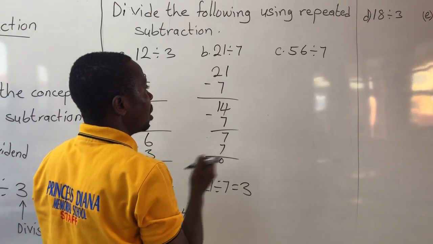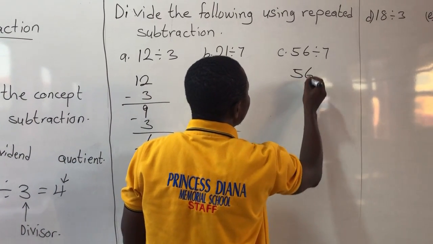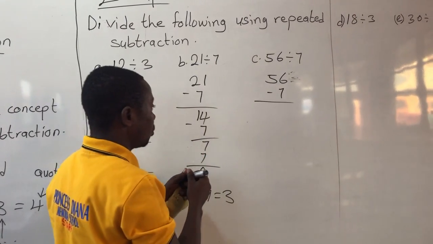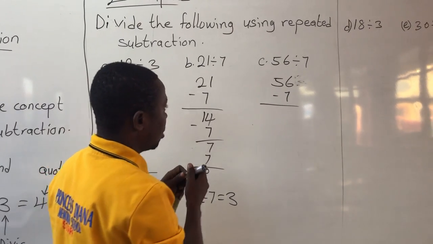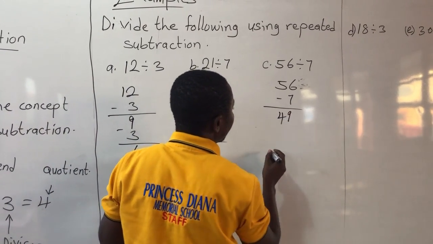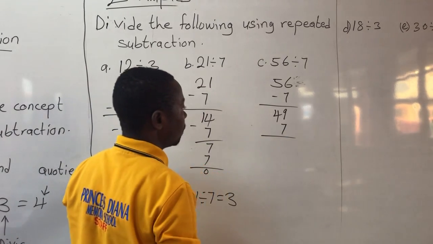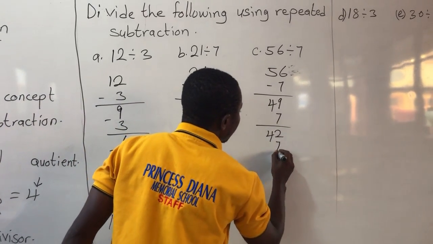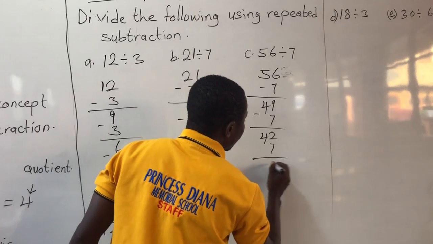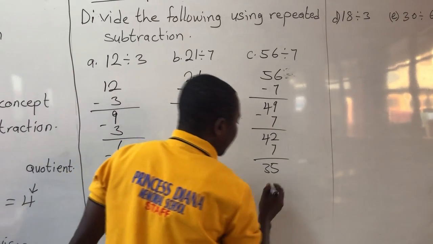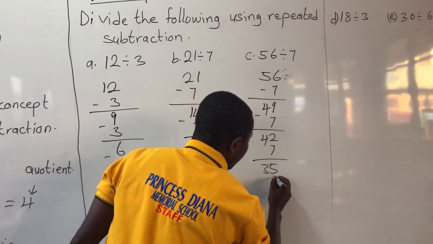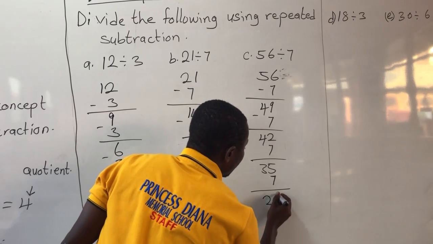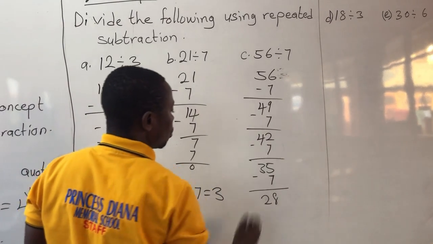Let's continue with the next example. We have 56 minus 7. Now, it will give us what? 49. We are still subtracting 7 from 49, to give us 42. Then we are still subtracting 7 from 42. Okay? And it will give us what? 35. We are still subtracting 7 from the 35. Okay? Good. And it will give us 28.